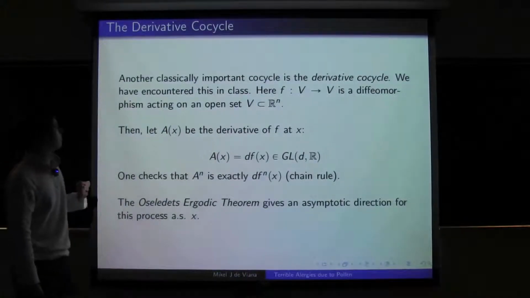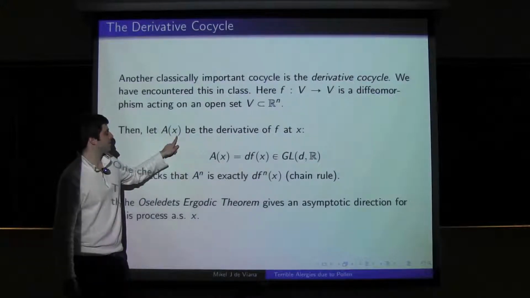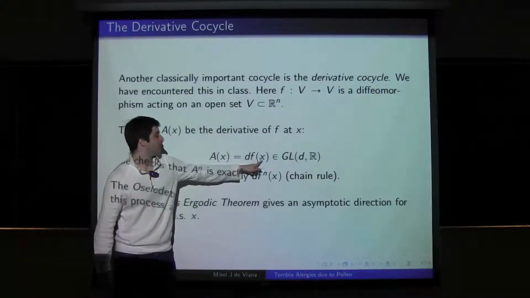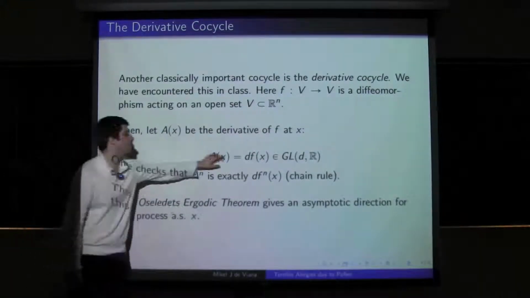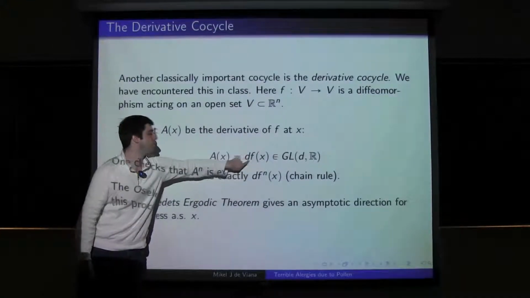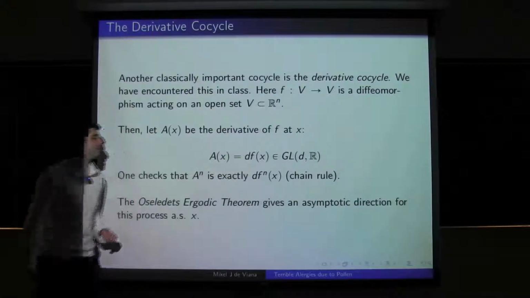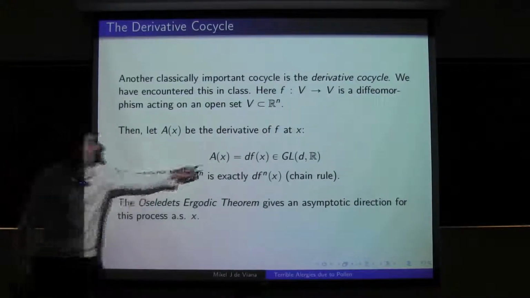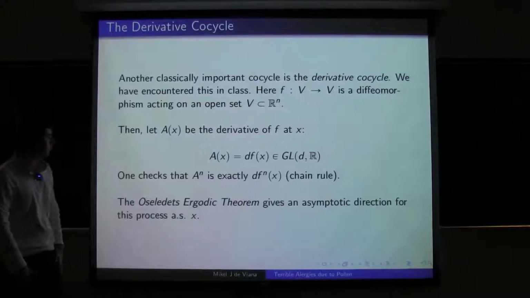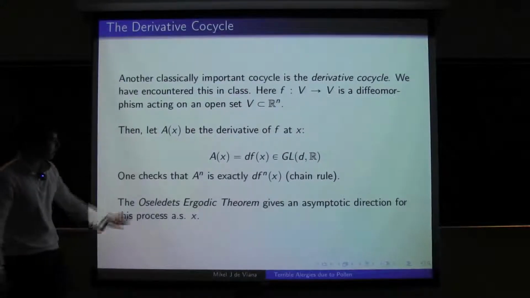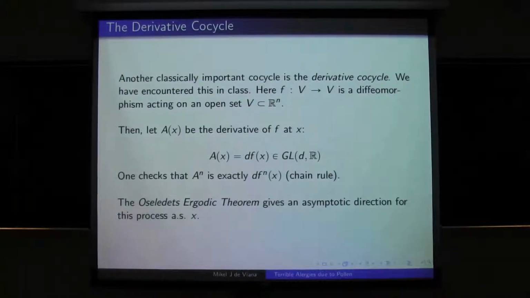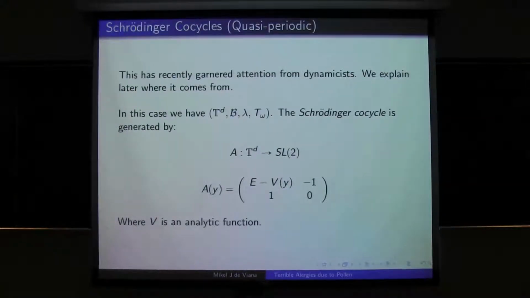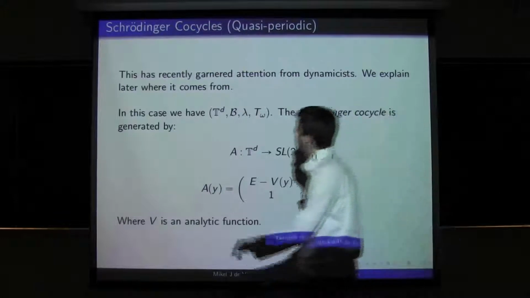So in the derivative cocycle, A of x is the derivative of f at x, where f is some diffeomorphism. We have seen this a lot in this course. So if you take some transformation, you take the derivative, and A of x is the derivative of f, whenever the derivative of f is invertible. All right? Well, there is an interesting theorem that we proved last time in a seminar for mathematicians that says something very interesting, but let's not talk about it now.